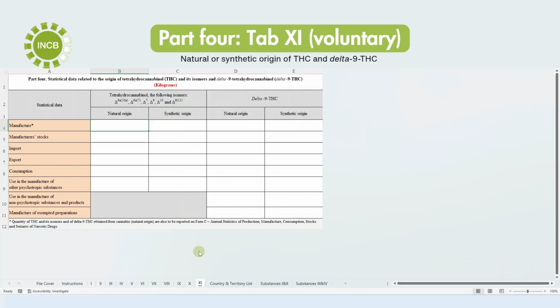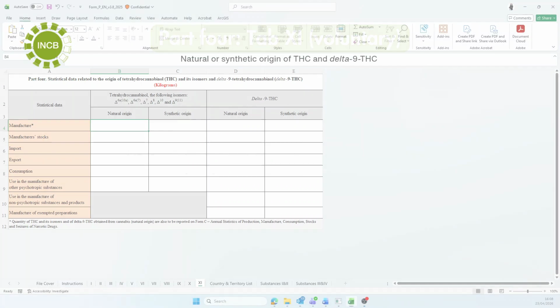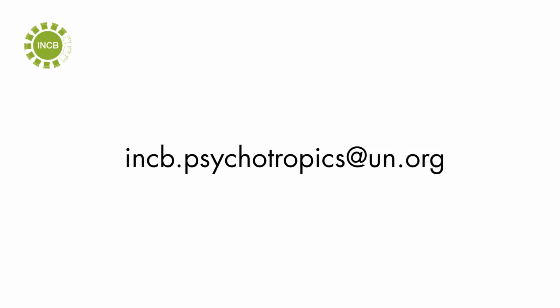The combined quantity of synthetic and natural should match the quantity listed in Part 1 of the form. For example, the combined manufacture of natural and synthetic THC in Part 4 should match the quantity of THC reported as manufactured in Part 1. If you have any questions related to Form P, please contact us.